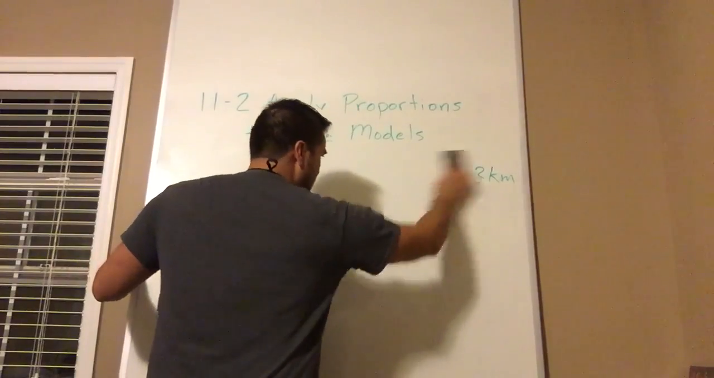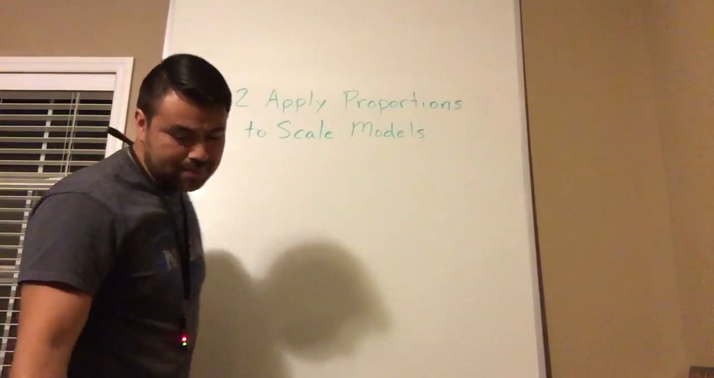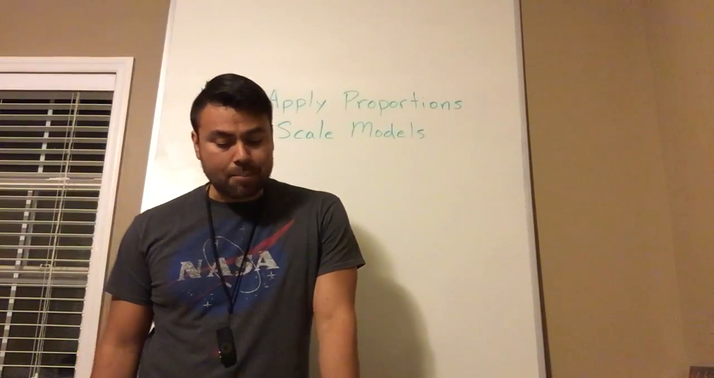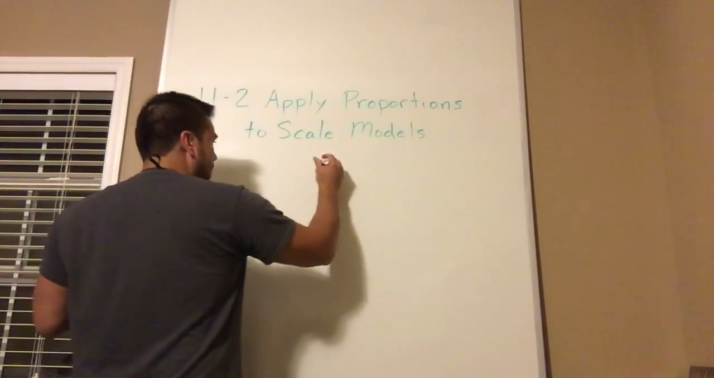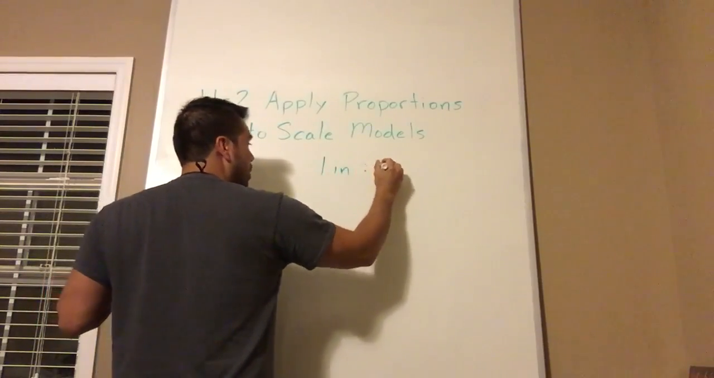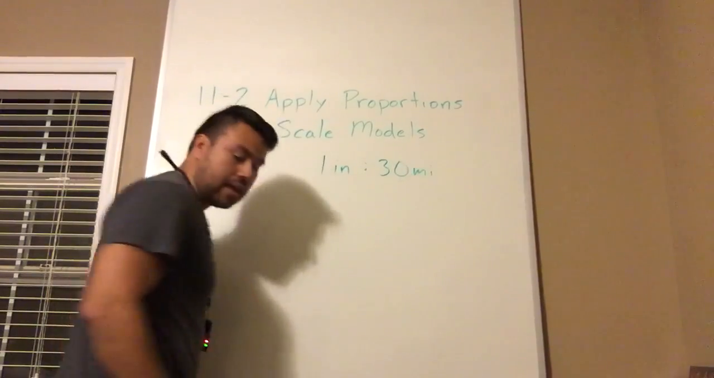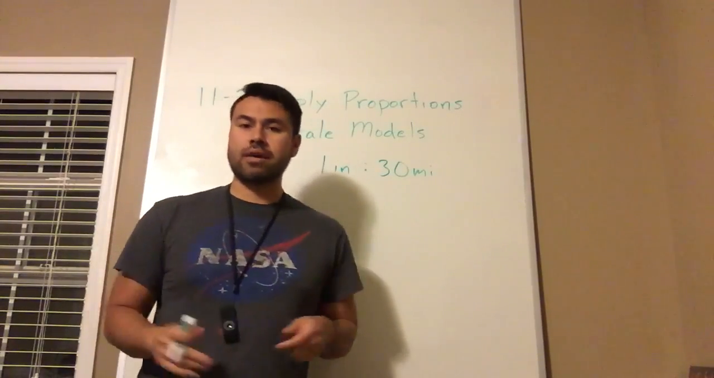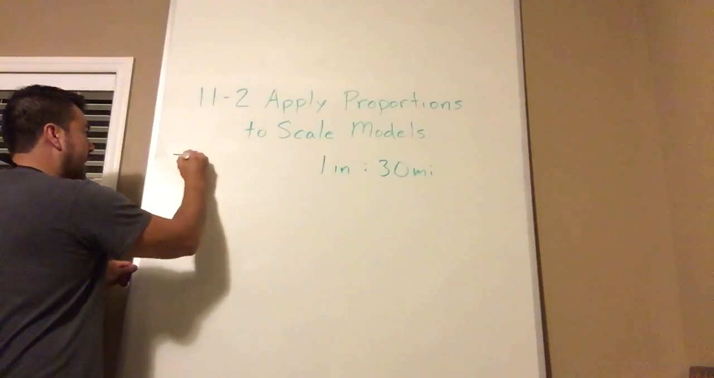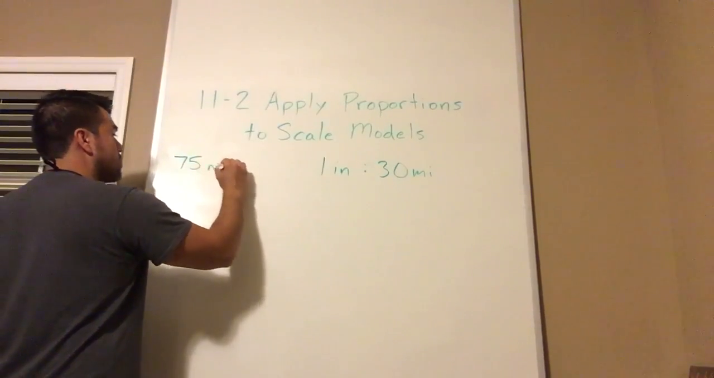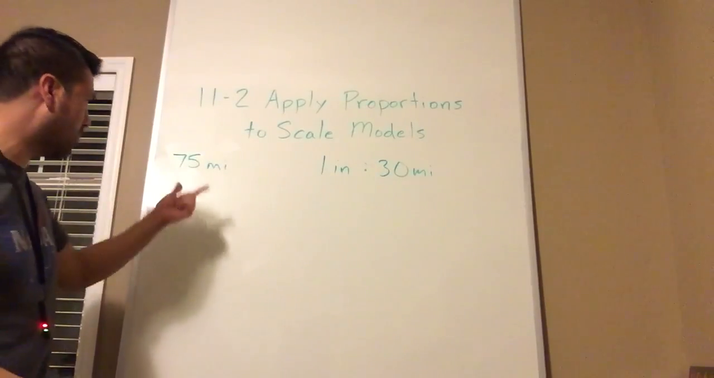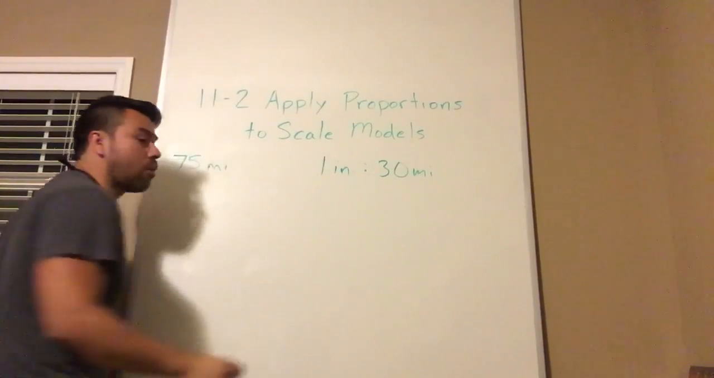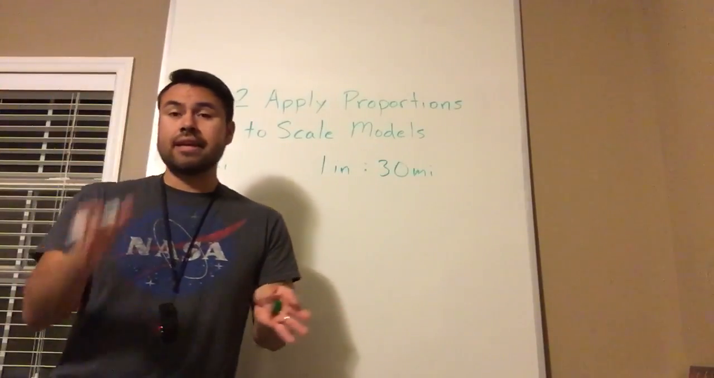With this next example, it gives us the Rocky Mountain National Park is about 75 miles from Denver. On a map with a scale of 1 inch to 30 miles. So 1 inch to 30 miles. How much of a map distance is Denver from the Rocky Mountain National Park? In actuality, it's 75 miles, from Denver to the Rocky Mountain National Park, 75 miles. On this map with this scale, how far on the map, so how many inches is Denver from the Rocky Mountain National Park?